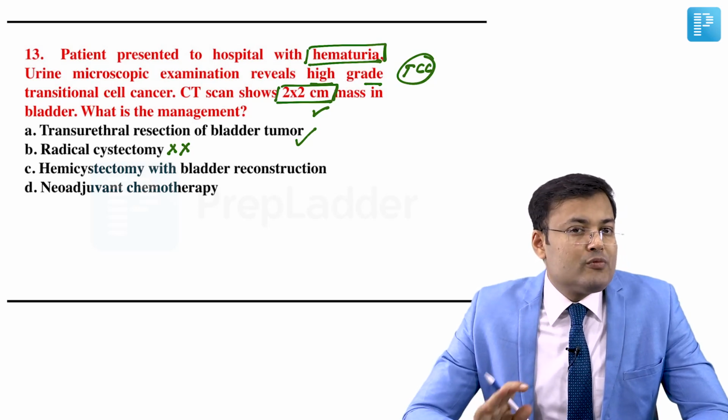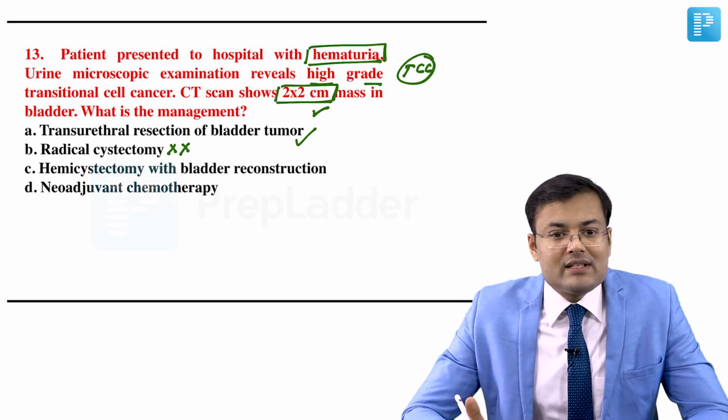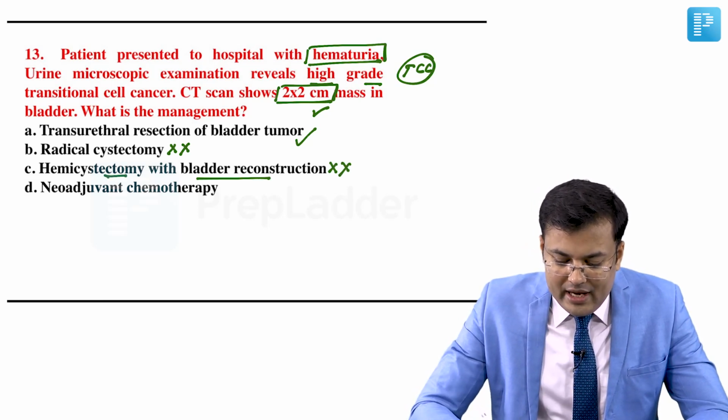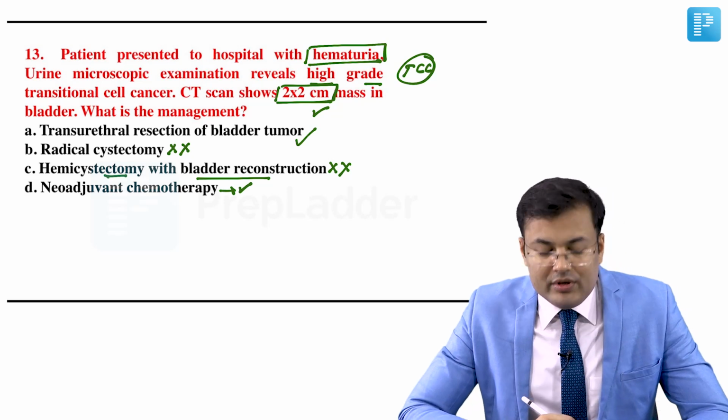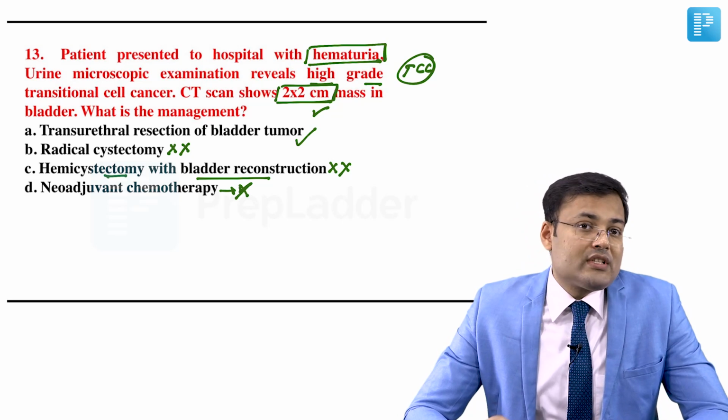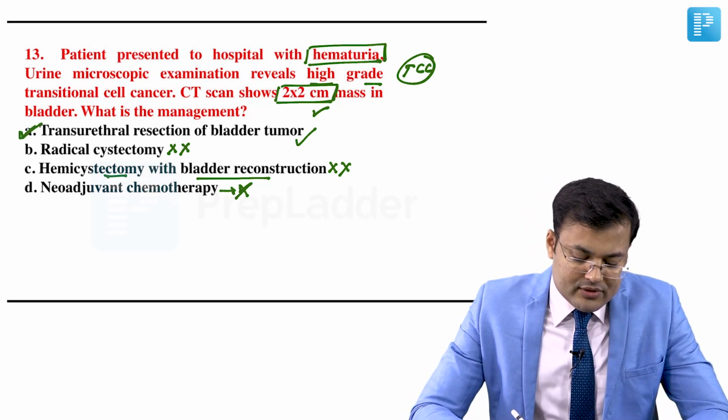No, because there should be involvement of the muscle layer; the tumor should be advanced. Will you go for hemicystectomy with bladder reconstruction? No. And will you give neoadjuvant chemotherapy? No, because the tumor is not advanced. So here, what's the correct answer? The correct answer for this question is A.